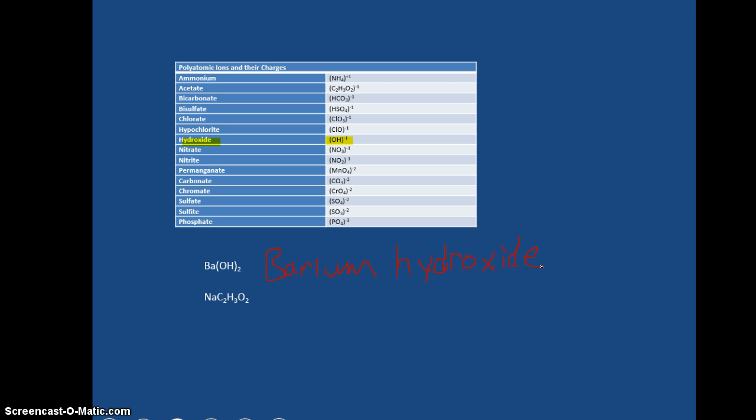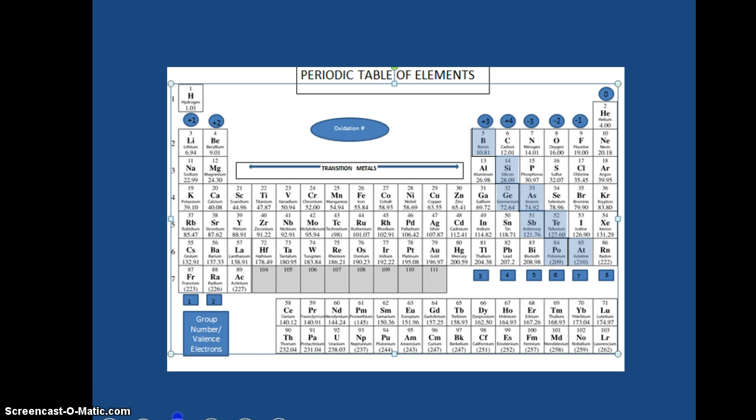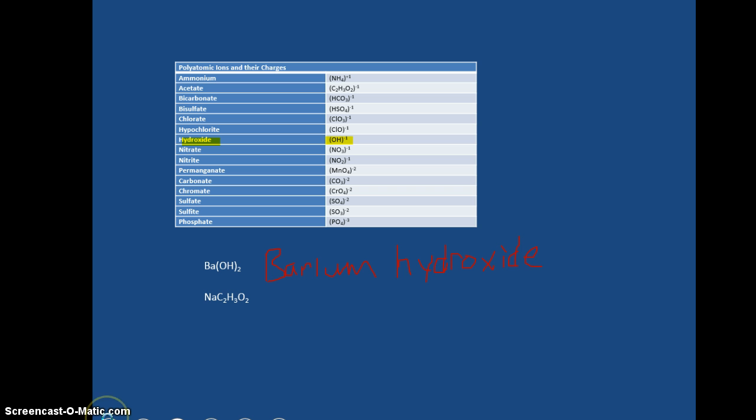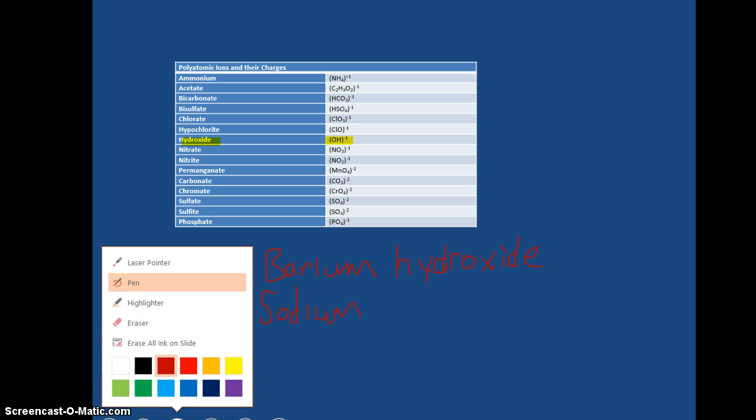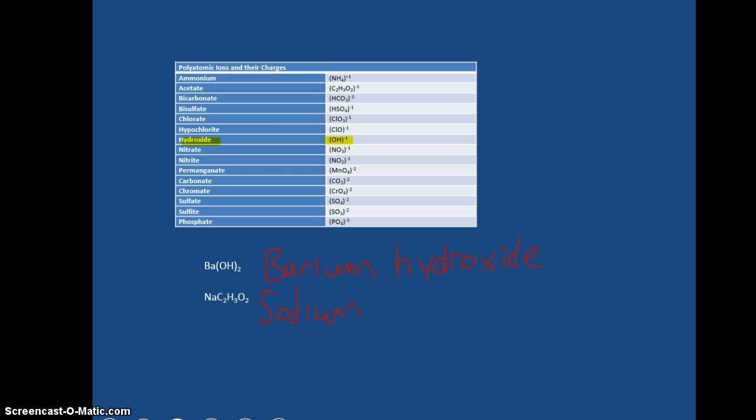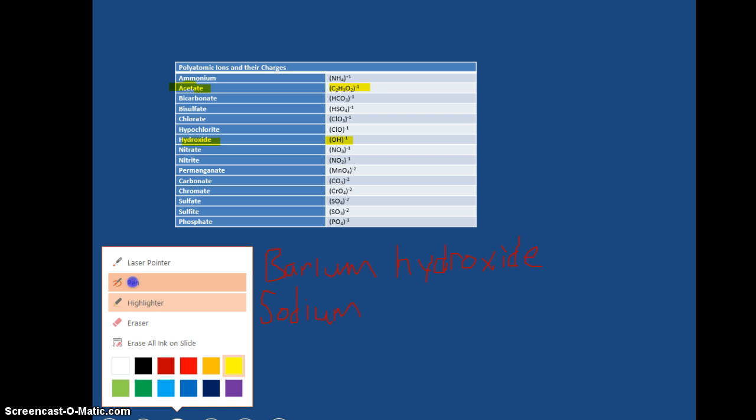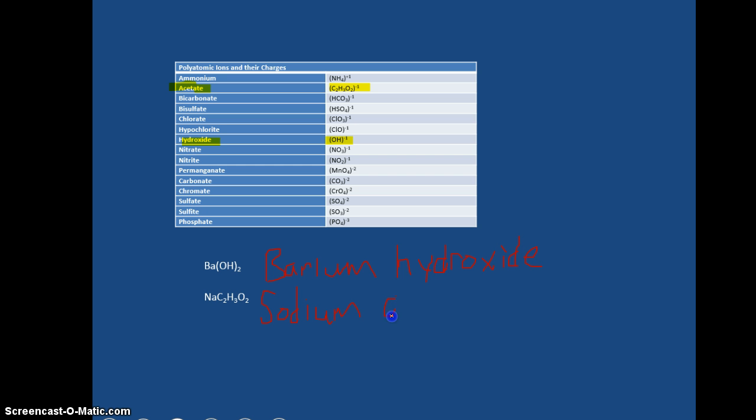Pause and try to do the next one. So our next one is NaC2H3O2. So Na is an element on the periodic table. It is sodium, it's right here. So we'll go back and we will write sodium. C2H3O2, that is a polyatomic ion. That is right here. So that is acetate. You want to just write down acetate.